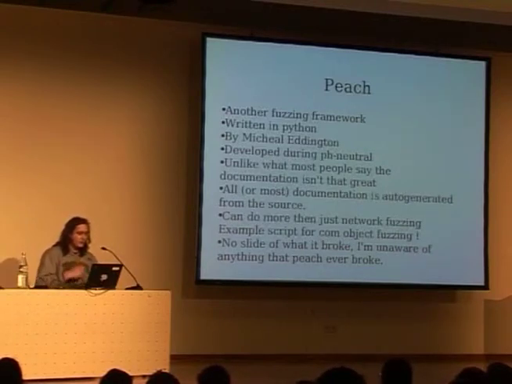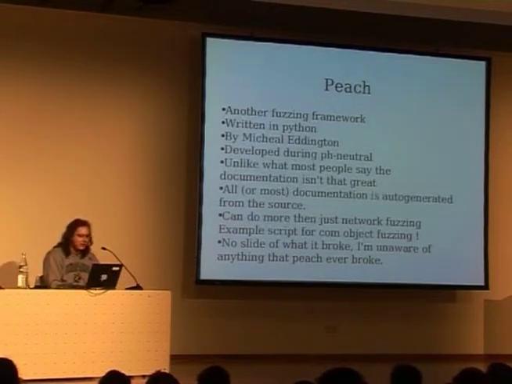The difference between Peach and the other ones I covered is that Peach does a lot more than just network fuzzing. It can fuzz APIs, it can fuzz files, it can fuzz COM objects, it can fuzz pretty much anything. Recently, Michael Eddington released Peach.net and Peach.c, which you can use to fuzz .NET stuff, and you can fuzz anything written in all APIs from C.